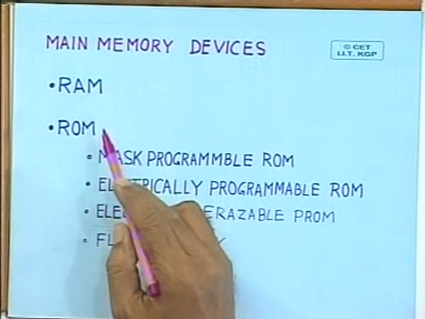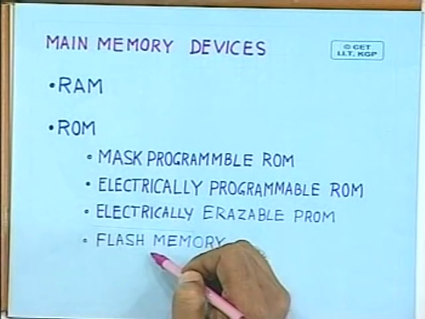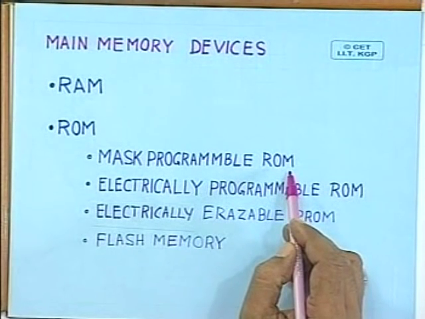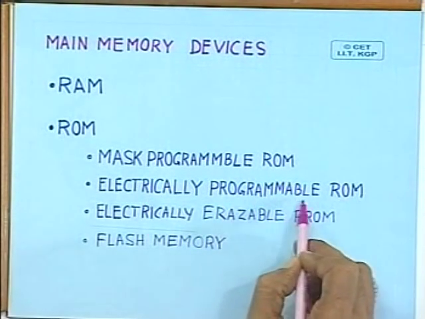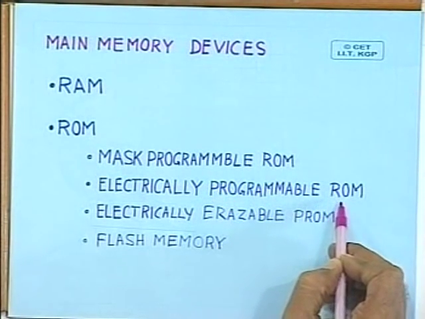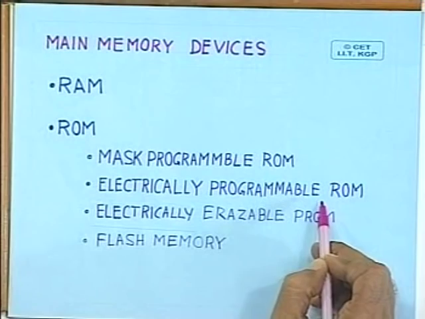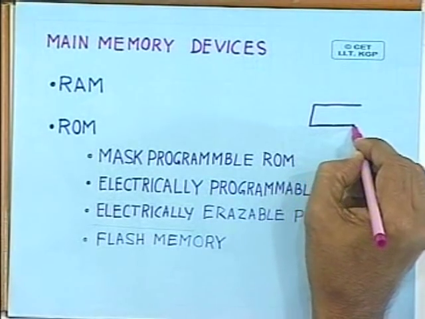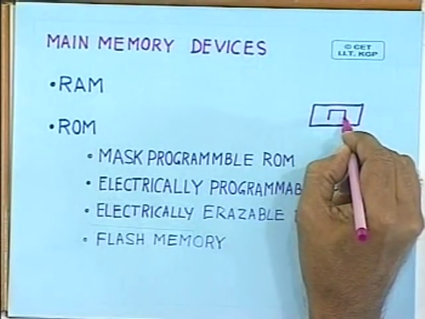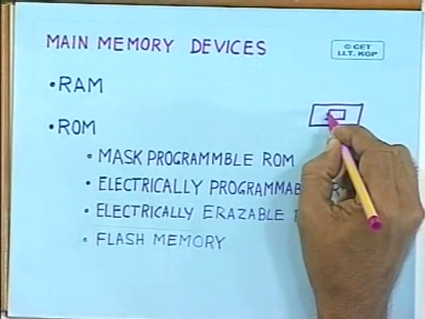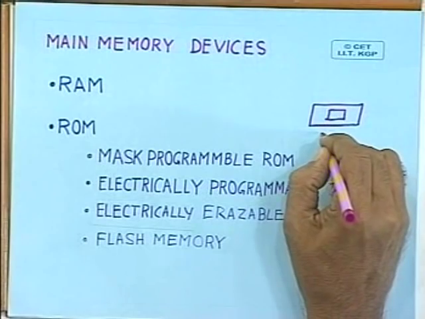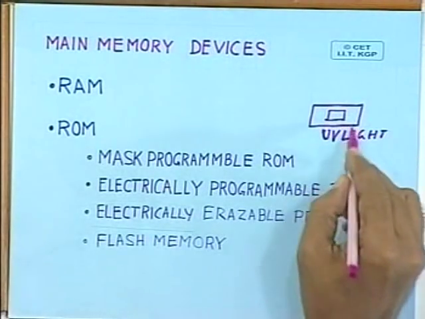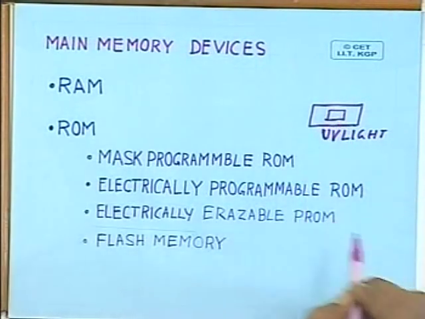the chip is organized, and read-only memory, different types of read-only memories like mask programmable ROM, where the programming is done during fabrication in the factory, then electrically programmable ROM, where the programming can be done electrically with the help of an EPROM programmer, and erasing can be done by exposing the chip. The chip is available with an optical port. So in the case of electrically programmable ROM, the chip can be exposed to ultraviolet light, UV light, and that will erase all the memory contents.